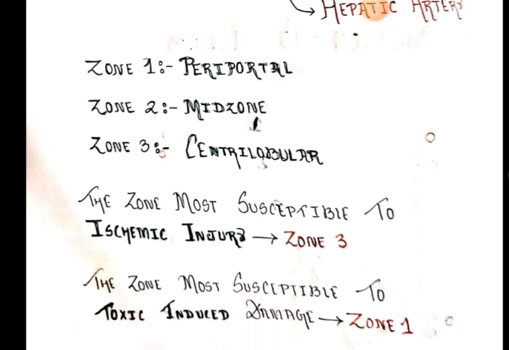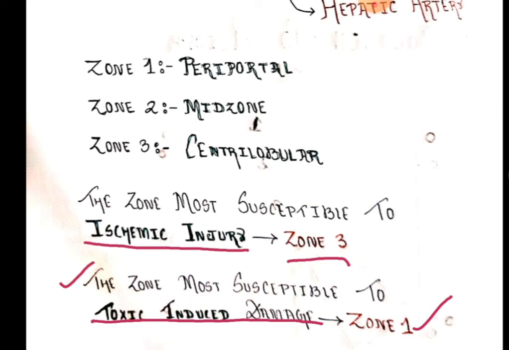The zone which is most susceptible to ischemic injury is zone 3, because it is located furthest from the portal triad. As a result, in case of ischemia, it will be able to take the least amount of blood. And the zone which is most susceptible to toxin induced damage is zone 1, because it is located closest to the portal triad and the toxic substances will be carried by the portal vein.